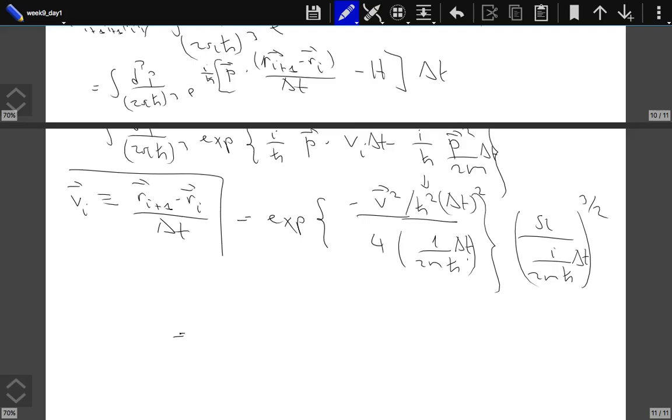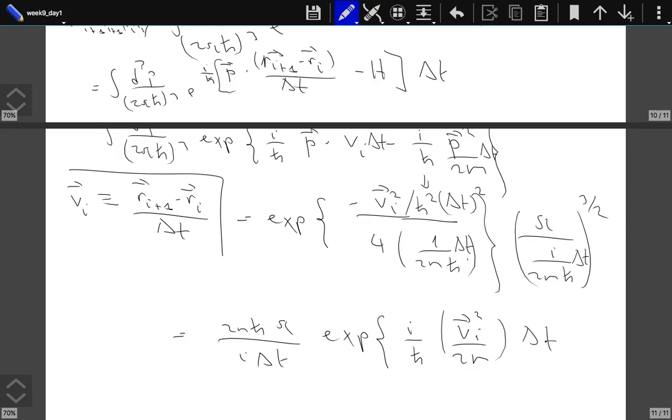If you just make the simplifications, you get some prefactor, 2m h bar pi over i delta t, times exponential of i over h bar, v squared over 2m, v_i squared over 2m, delta t. This is what we will obtain for that integral.